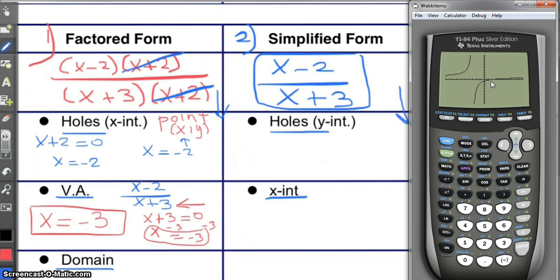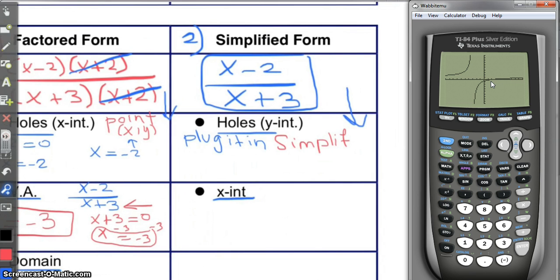Now to find the y of this hole, remember to plug it in. Where? In the simplified one. Not in the main, not in the factored, in the simplified one. So I got x is equal to -2. I need to plug it in x minus 2 over x plus 3, which is this one, the simplified one. So instead of x, I'm going to put -2 minus 2 over, and instead of x, I'm going to put again -2 and then plus 3.